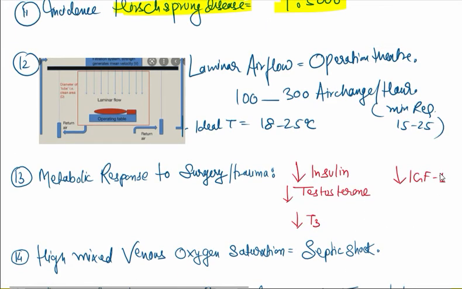Next, what is this? This is the OT table in the surgery, OT room. Okay, and laminar airflow has to be in the OT room. The minimum required ventilation is 15 to 25 air changes per hour, normally between 100 to 300 air changes per hour, and the ideal temperature of the operation theater is 18 to 25 degrees Celsius.